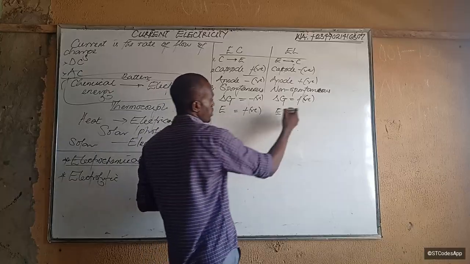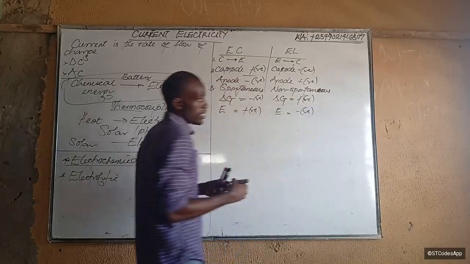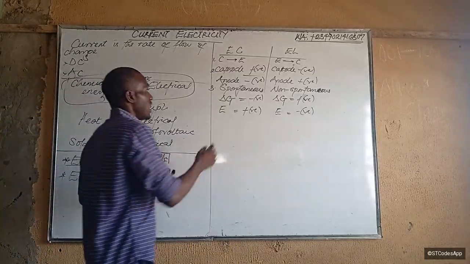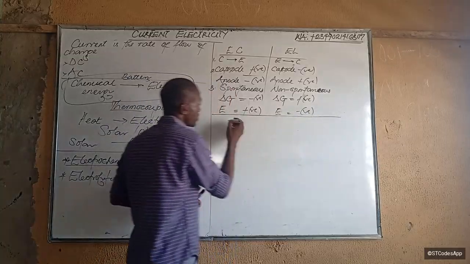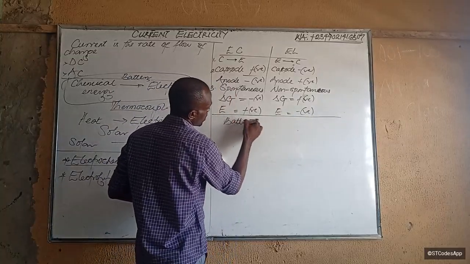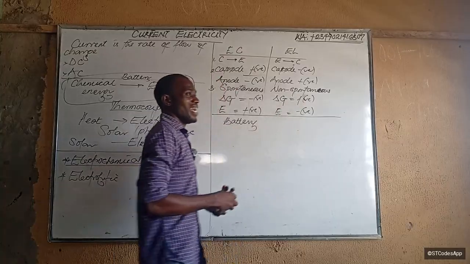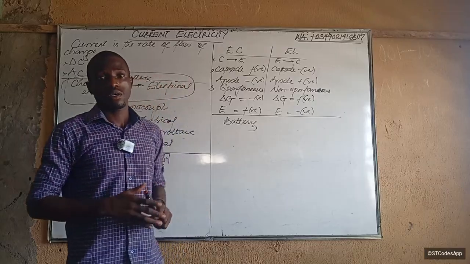Or just E cell is going to be negative. Is that clear? So those are the major differences between the electrochemical and electrolytic cell. An example of the electrochemical cell is going to be a battery. And an example of the electrolytic cell is any electrolytic cell you can talk about.